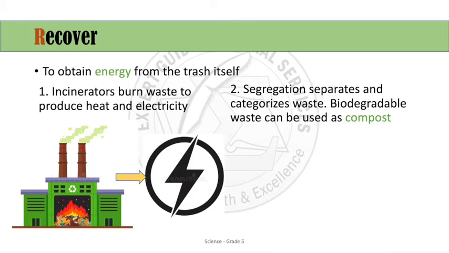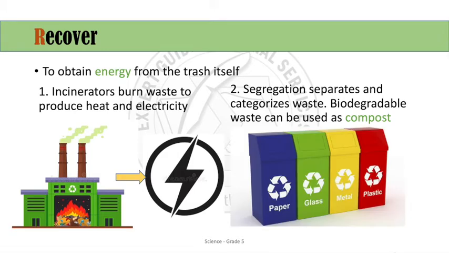And number 2 is segregation, to separate and categorize waste. Okay? When you segregate, you're separating and categorizing. So you can segregate the biodegradable waste because this waste can be turned into compost. And the compost, as we said in the previous lecture, is very beneficial for the agricultural sector, for farming, because compost is a natural fertilizer.